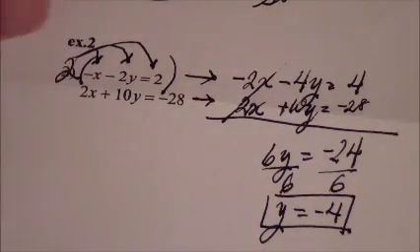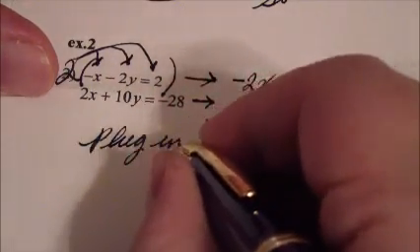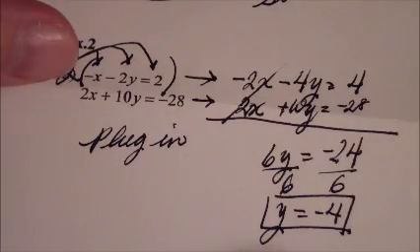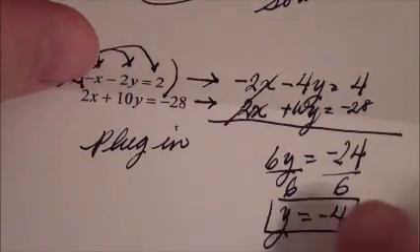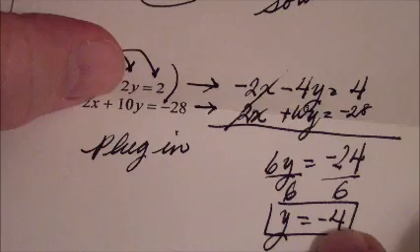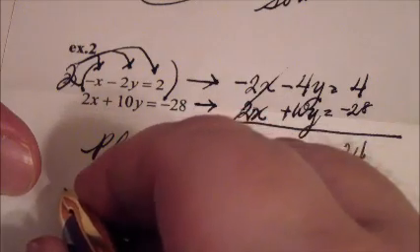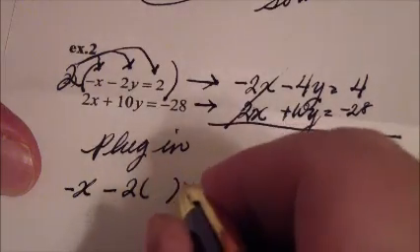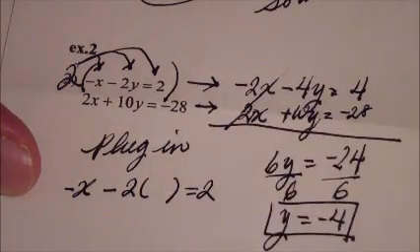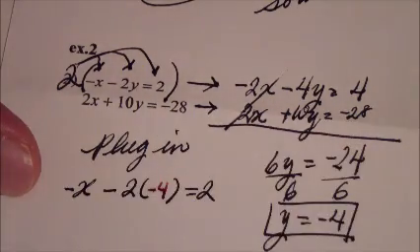Alright. We have this. Now let's plug it in. Okay, let's see. Which one looks easier? Y is negative 4. 4 times 2 or 4 times 10? 4 times 2 is easier. So let's rewrite this first equation. Negative x, minus 2, parenthesis, equals 2. Now what we're going to do is plug in our negative 4.